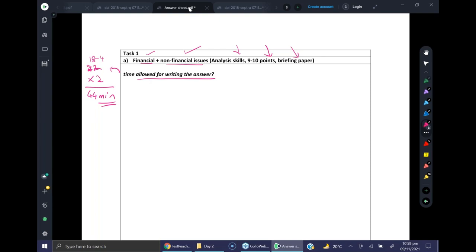All right, guys, talking about task 1, financial and non-financial issues. So for financial, now in the exam, you can make a heading of financial issues and then write your points. It's up to you. But for each new point, make a new paragraph and leave some space and then start the next point. Can you guys do that?